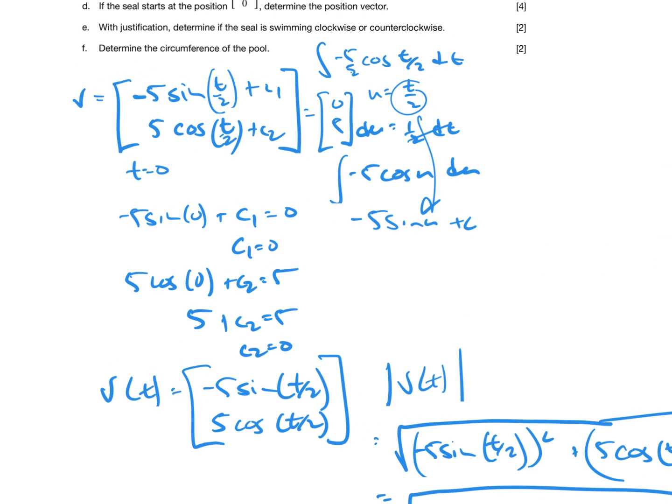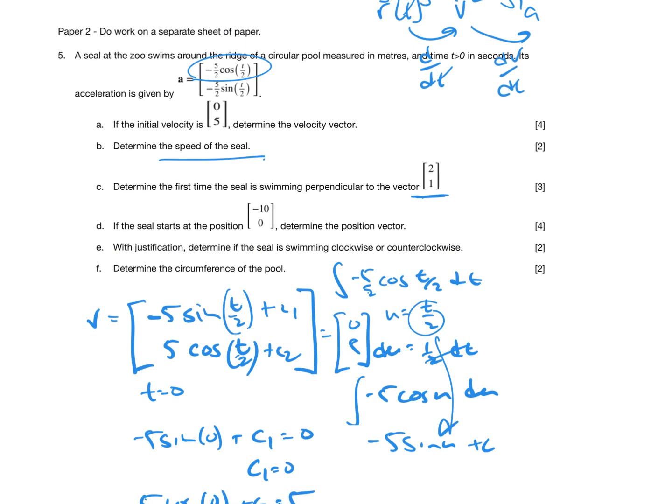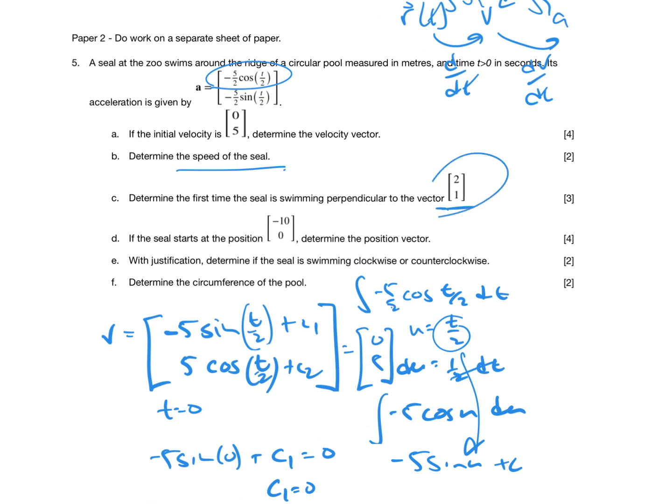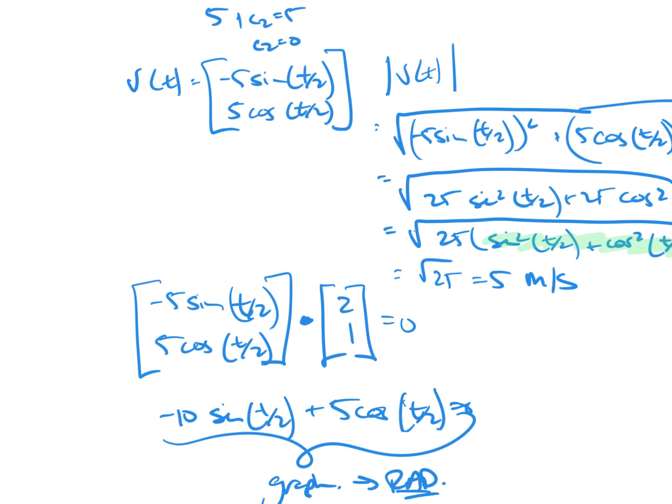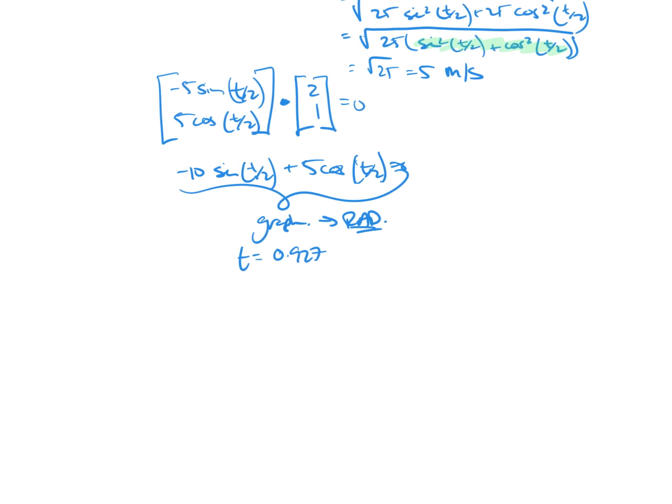Okay, as we continue through here, the next question is saying, well, we figured out when it's perpendicular to the vector. It says if the seal starts at this position, determine the position vector. Well, the position vector is going to be the integral of the velocity vector. So my position vector, r of t, I'm going to integrate the velocity vector, I can see it's here.